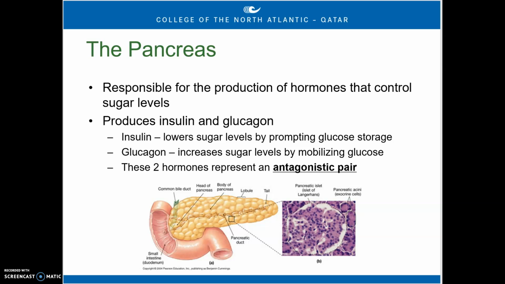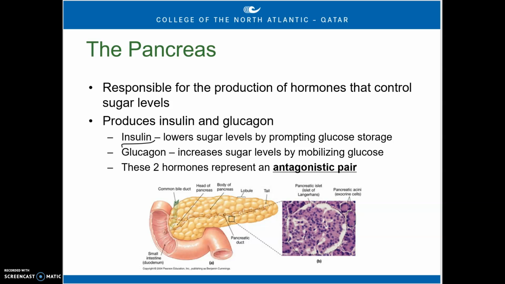The next gland we'll talk about is the pancreas, and I suspect the pancreas is the most popular or well-known gland in the endocrine system, and that's because it's responsible for maintaining blood sugar homeostasis. There are other things it does, but it's the most important thing for the endocrine system. It produces two hormones, insulin, which is responsible for lowering sugar levels, and they do that by storing sugar, usually in the form of fat.